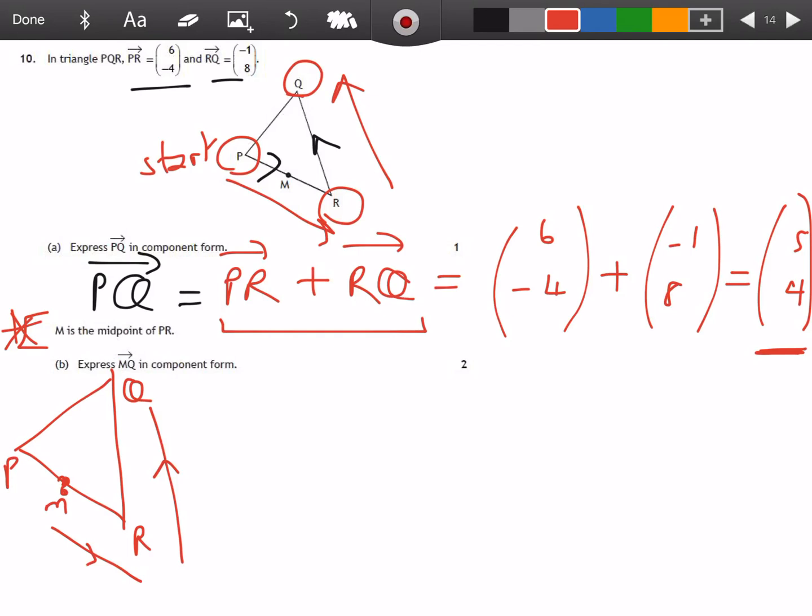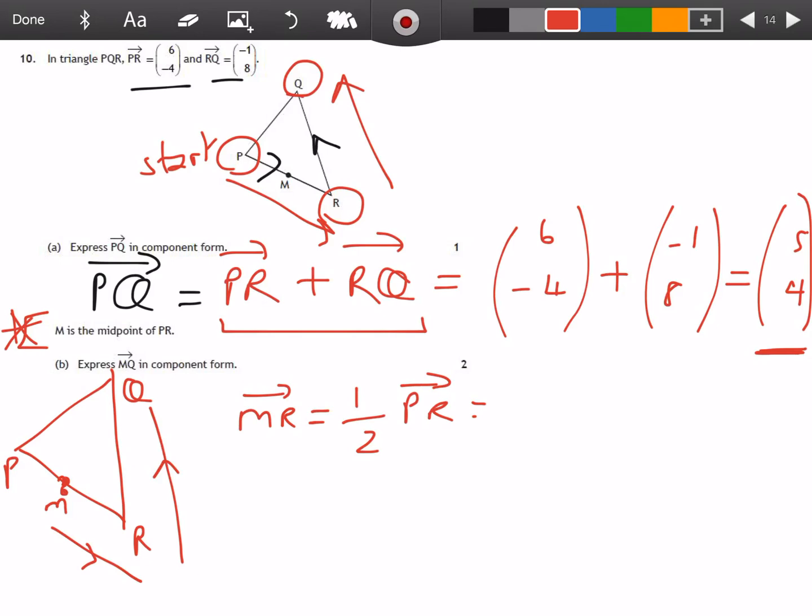We don't know what MR is, but because M is the midpoint of PR, we know that MR must be just a half of PR. Because M is the midpoint, right? M is right bang in the middle of PR, so MR is just a half of PR. So let's work out the components for MR.